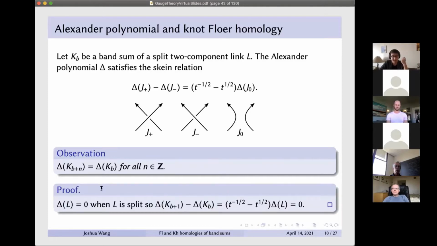And the proof is just that when a two-component link is split, its Alexander polynomial is 0. And you just plug it into the Skein relation. So the Alexander polynomial doesn't distinguish any of these knots at all. Unfortunate, but maybe a stronger invariant can do a little better.